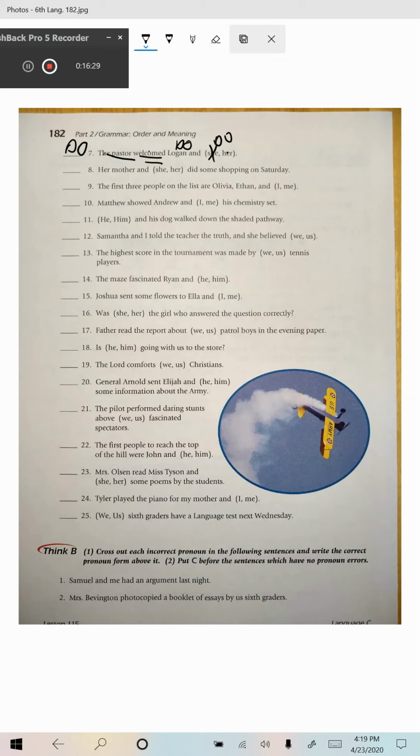Her mother and she or her did some shopping. So you have mother as the subject and she or her is the subject. So subject is nominative case, which is she.